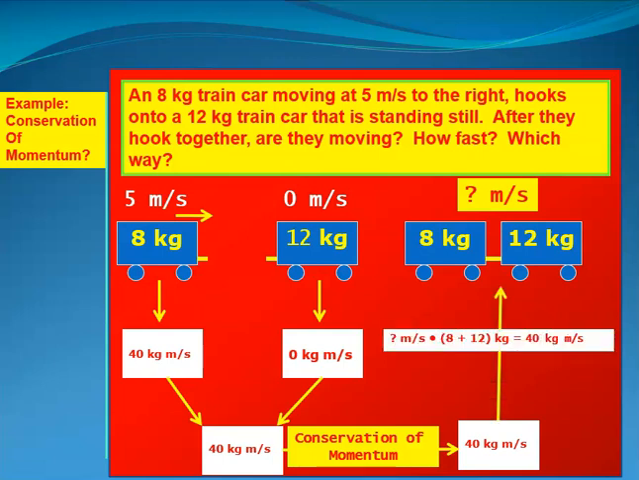So some number of meters per second times 8 plus 12, which is 20, equals 40 kilogram meters per second. So that question mark has to be 2 meters per second. And since it's positive, those train cars are moving to the right. Okay? Again, that's called an inelastic collision.